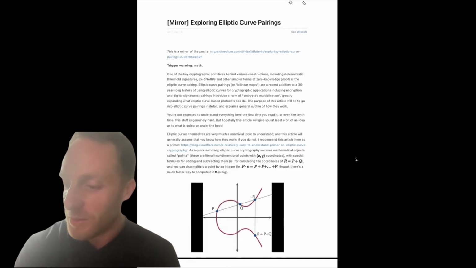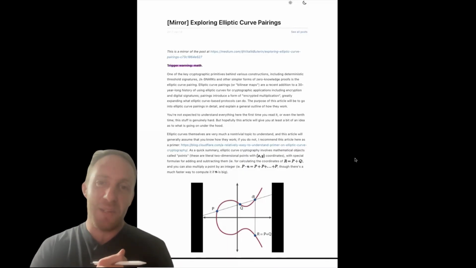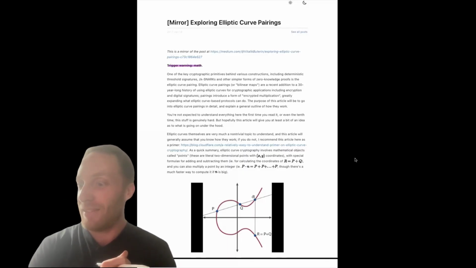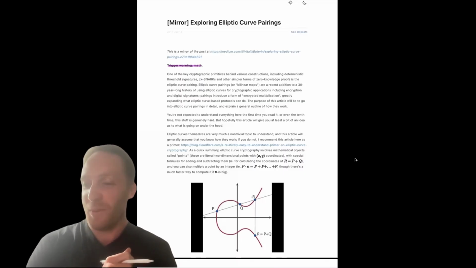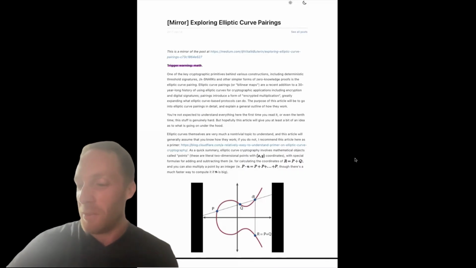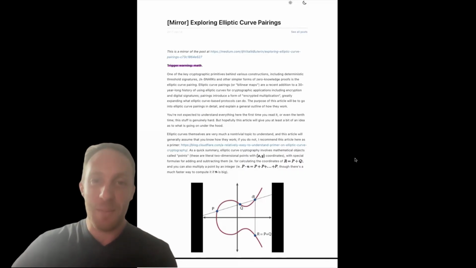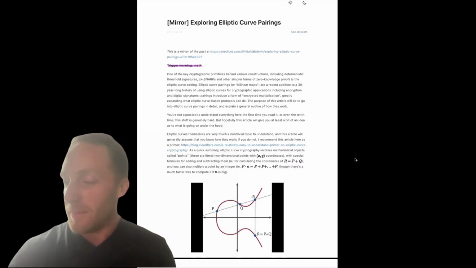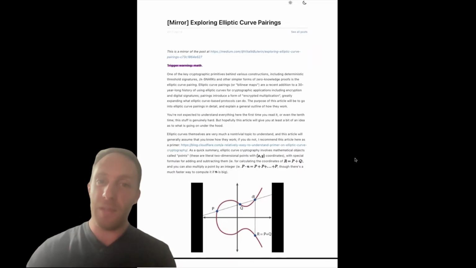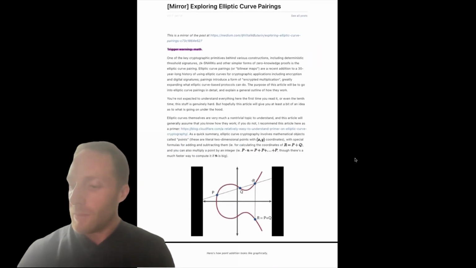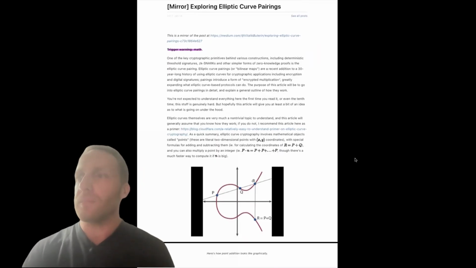As I said, it starts with a trigger warning: math. This is an article that Vitalik wrote in 2017. So here I am, 8 years later, probably 20 years older than him when he wrote it. And I'm going to be skipping out on a lot of the math, the Tate pairing part. But still, let's dive in.